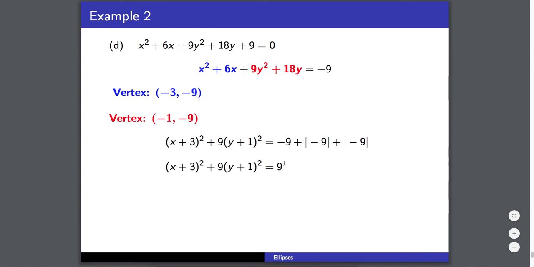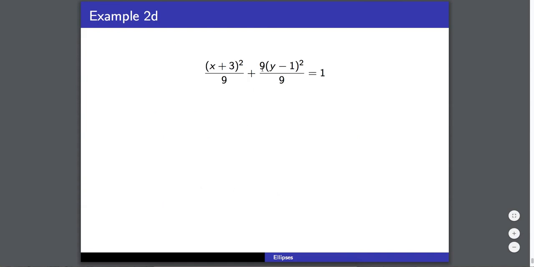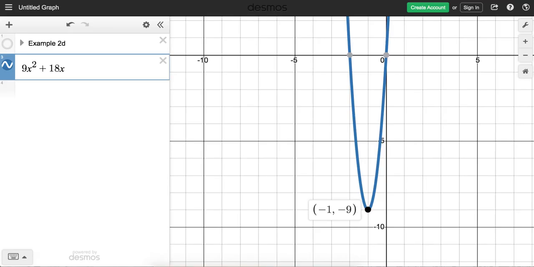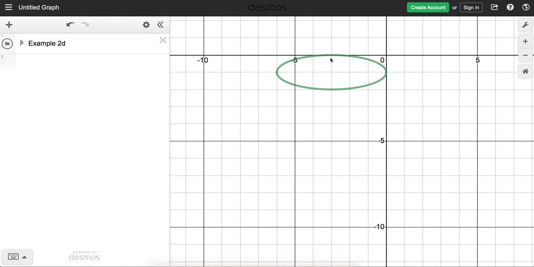Now we want to get it equal to 1, so we're going to divide everything on both sides by this 9. And when we do that, we can simplify the 9 over 9 as just 1. So our final answer is (x plus 3) squared over 9 plus (y plus 1) squared over 1 equals 1. And again, if we graph that, and I'm just going to spare you that for the time being, it should give us this exact same graph as the original problem.